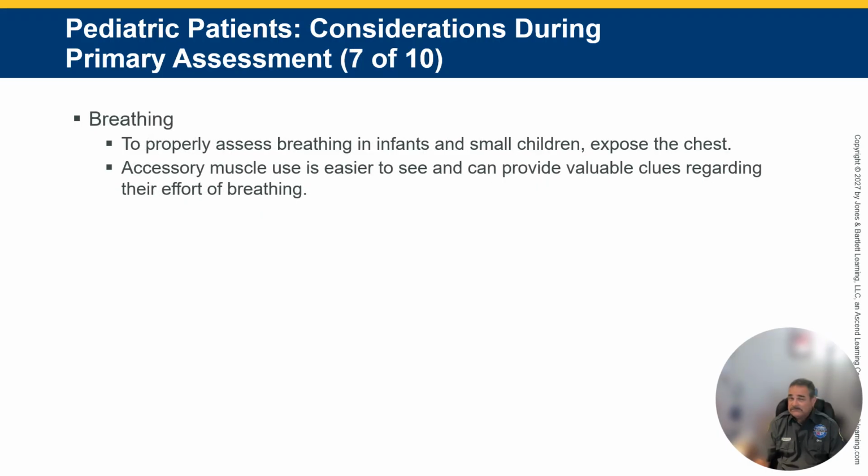Breathing, infant, child: expose the chest, look for chest rise up and down. Accessory muscles, that's when they're using their neck muscles or their intercostal muscles around their ribs. You can see that movement. You can see them really tugging on them hard to breathe. So these are valuable clues for us to determine the patient is having problems.